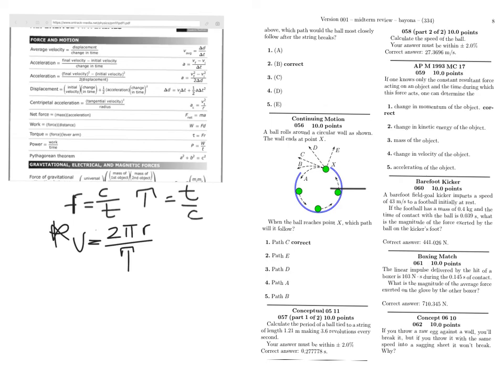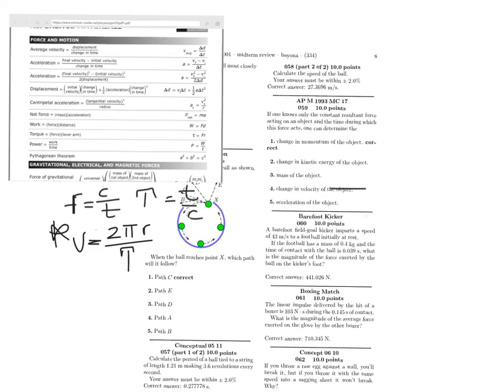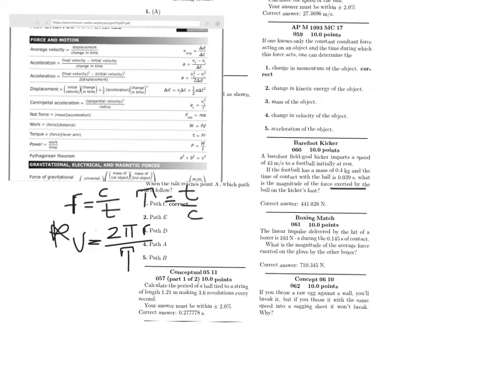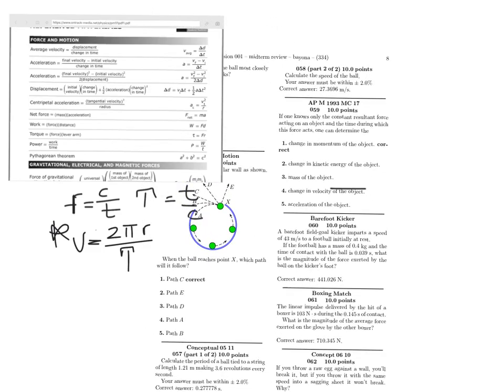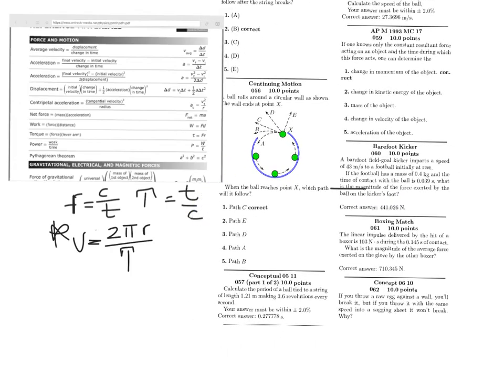All right. Oh, don't want to undo that. Okay, let's see. All right, and that looks like it's about it for this one.